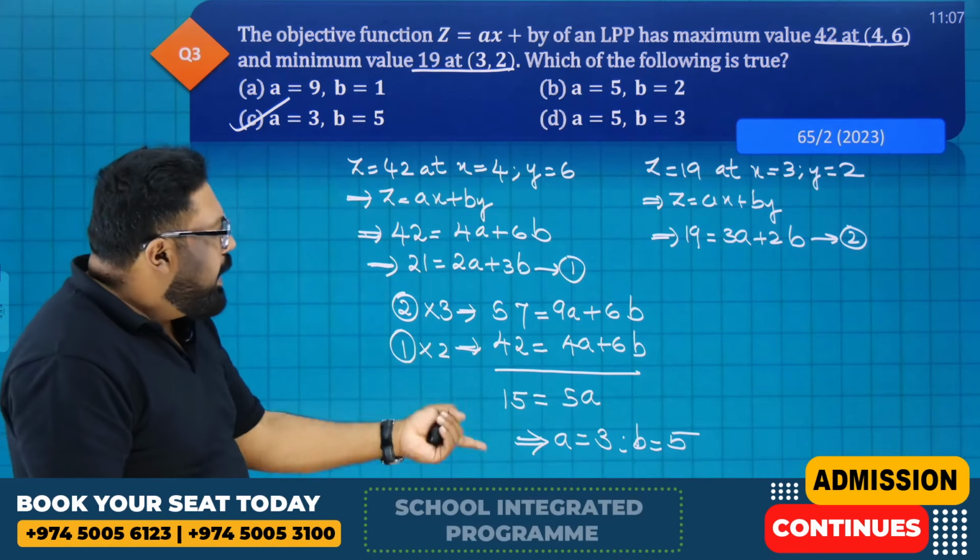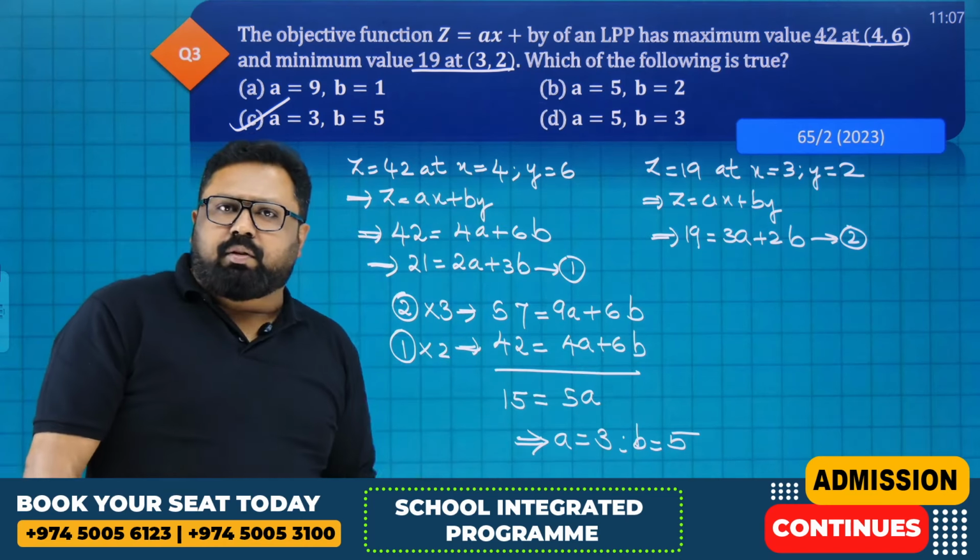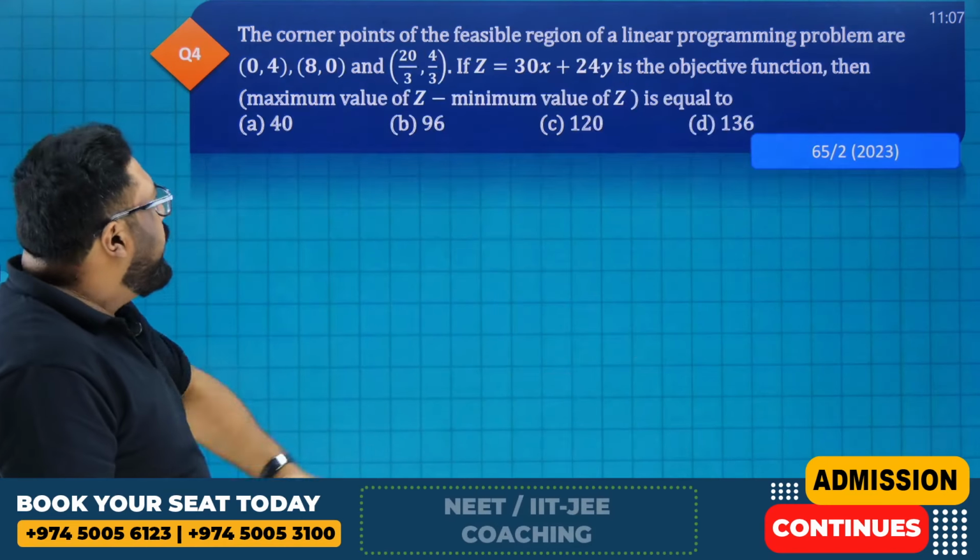Very simple idea, my dears. I just substituted the value of z, x and y. I got two equations of a and b. I just solved it. Very direct question, my dears.